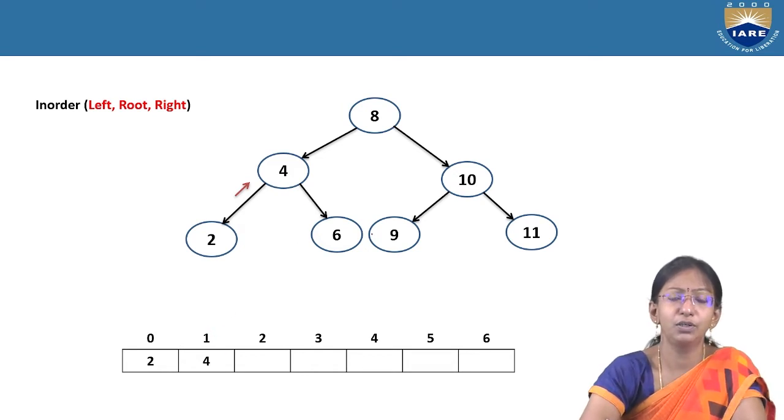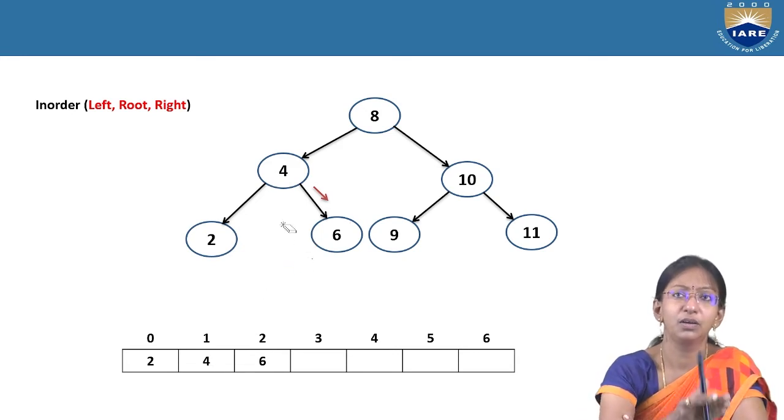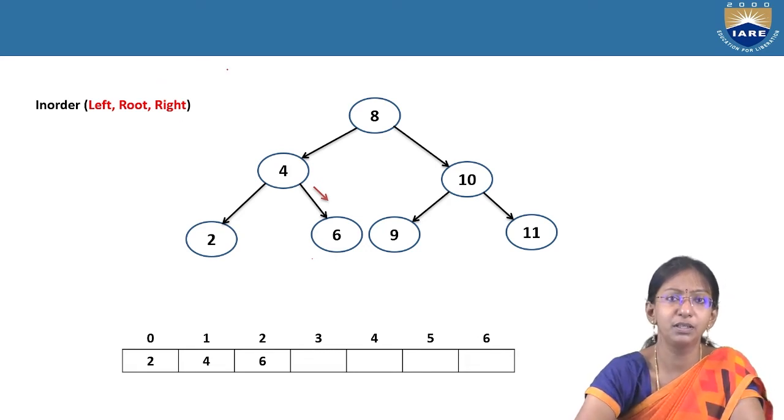Now you have to travel towards the right of 4. Have a look. So coming to the right side of 4, 6 is present. Do you have any left child of 6? No. Then print the root. What it is saying? If left is not present, print the root. So you have printed 6.